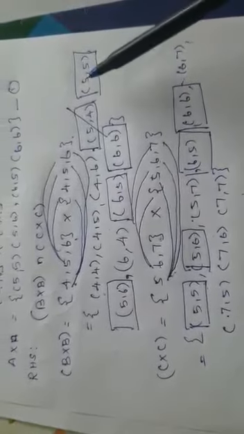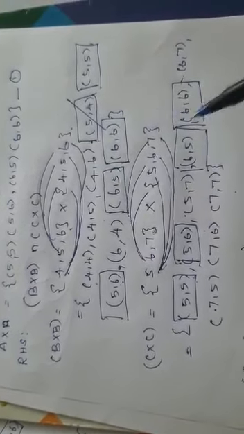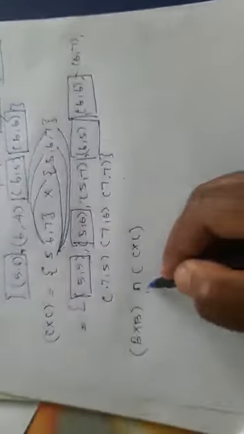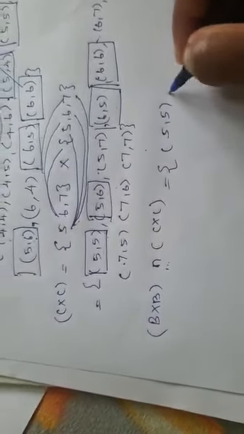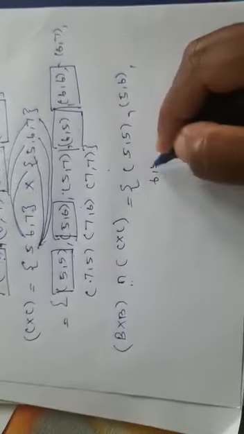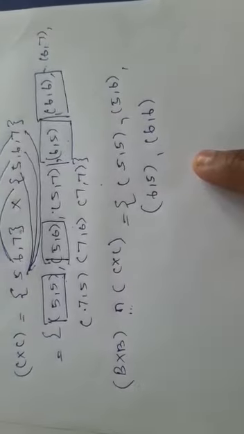Listen here. Four ordered pairs are common to both B cross B and C cross C. (5,5) is in B cross B as well as in C cross C. (5,6) here also you have. Similarly (6,5) you have here and also in C cross C. (6,6) is also in C cross C. So intersection is nothing but writing the common elements. So what are the common elements? (5,5), (5,6), (6,5), (6,6). This is your RHS part answer.